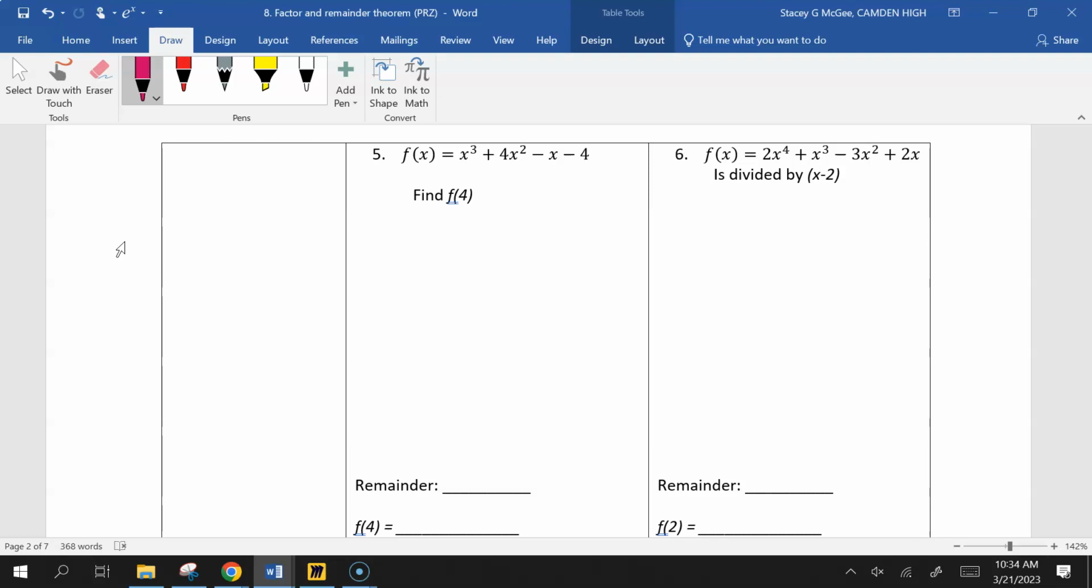All right, look at number 6. Try this one on your own. Find the factor, or find the remainder in f of 2.